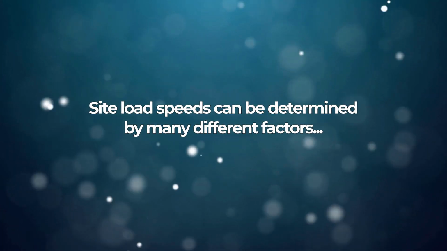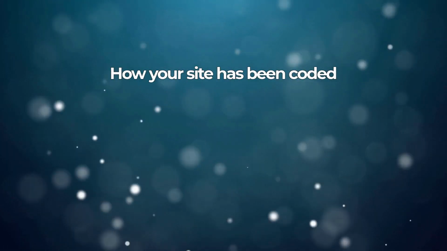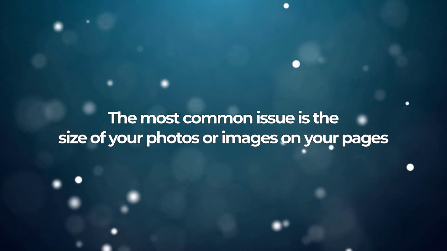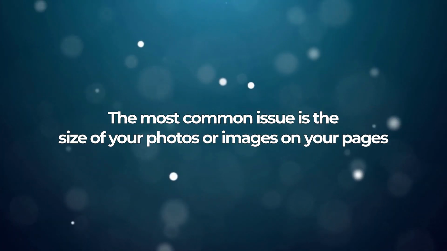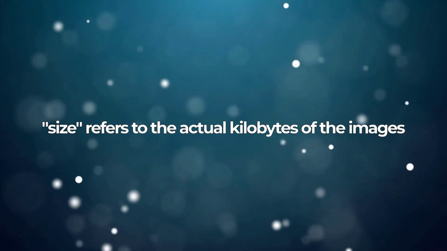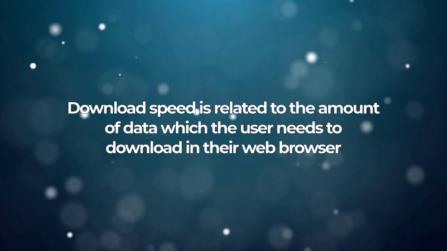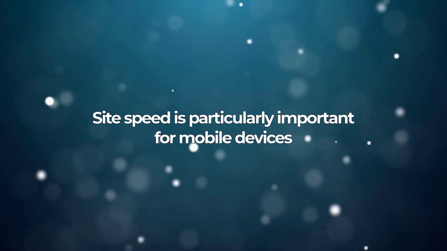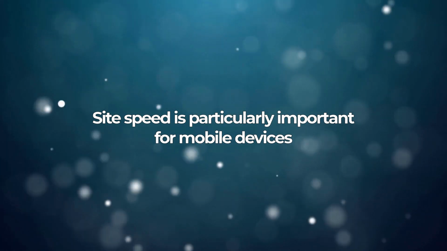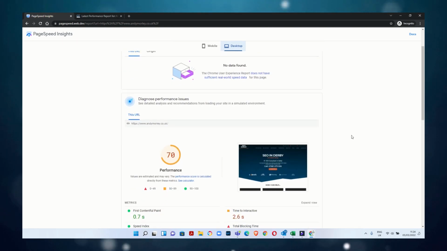Load speeds can be determined by many different factors, all of which are related to your on-site SEO. How your site has been coded, which CMS it uses, even the web server it is hosted on. However, by far the most common issue with slow websites is the size of the photos and images on the pages. With size, I'm not necessarily referring to pixel dimensions, rather the actual file size in kilobytes of the images. The amount of data the user has to download to display your website is vital to ensure it is quick to load within their browser, especially on mobile devices. Tackling any aspects of your site which could be slowing it down is vital. Thankfully, there are two main tools available to site owners to help them understand what needs fixing: Google PageSpeed Insights and GTmetrix.